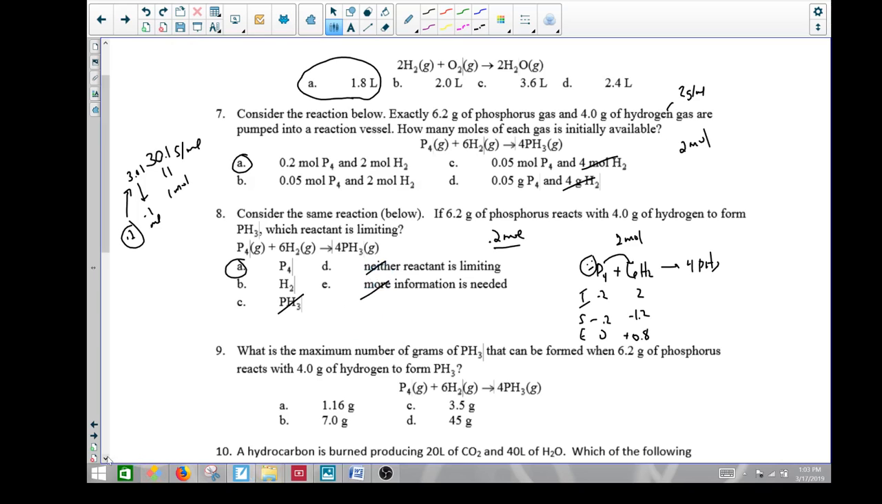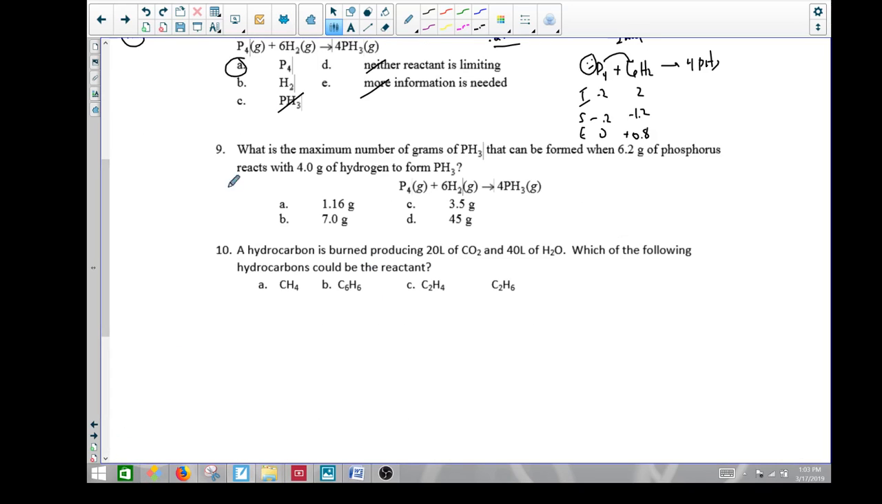It says we have a maximum number of grams of PH3. What is the maximum it can produce? Okay, so I know I made this ice table, but I'm going to add a 1 to 4 ratio. So let's do the work here. 0.2 at a 1 to 4 ratio. 0.2 times 4 equals 0.8. All right, makes sense. 0.8 moles, and then phosphorus times 30.1 is the actual grams.